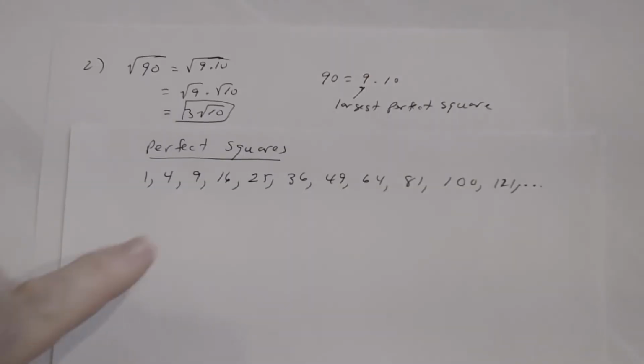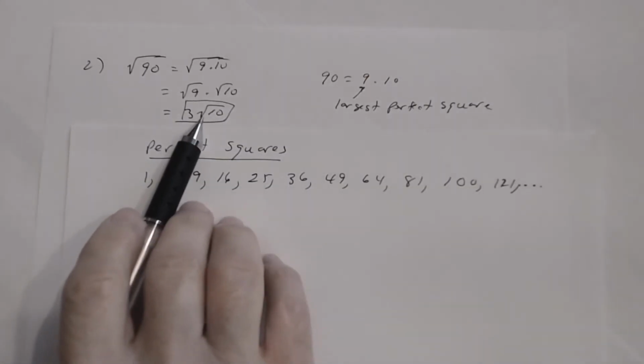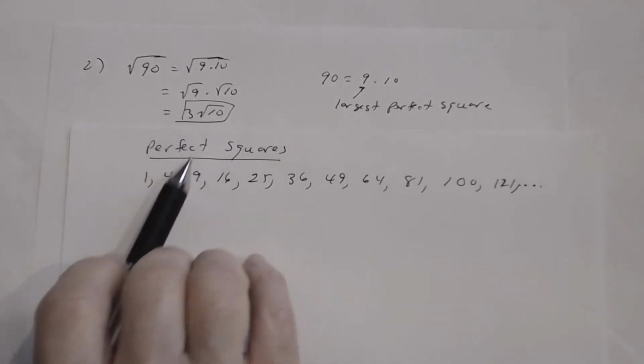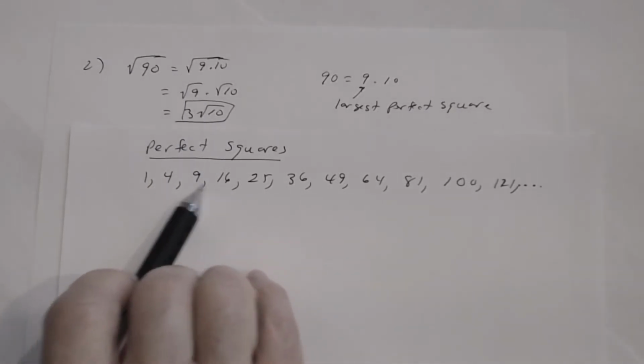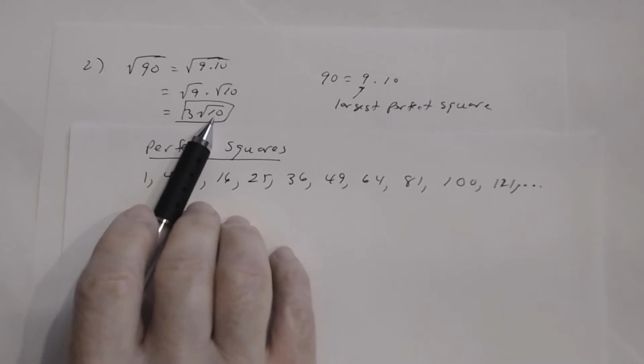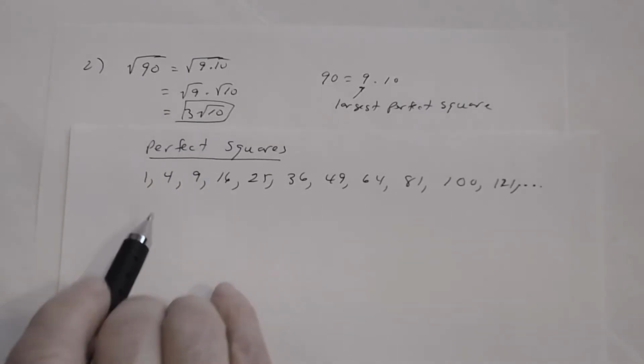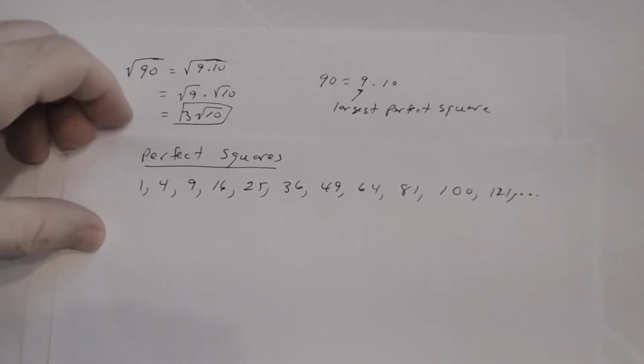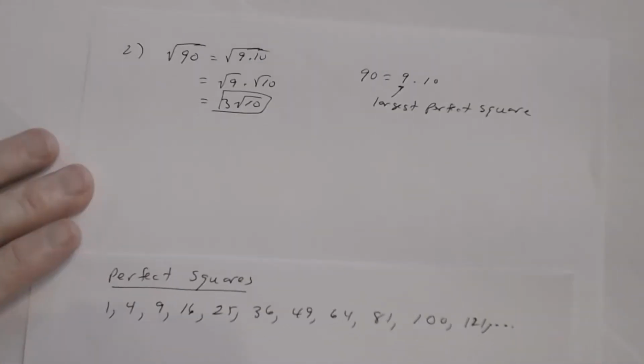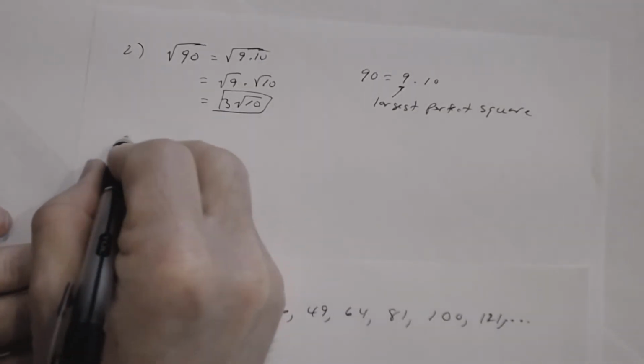So if I look at the square root of 10, is there another perfect square other than 1 that will divide into 10 evenly? No. Okay? All right, number 3. And that's all it is. That's all you do to simplify square roots.